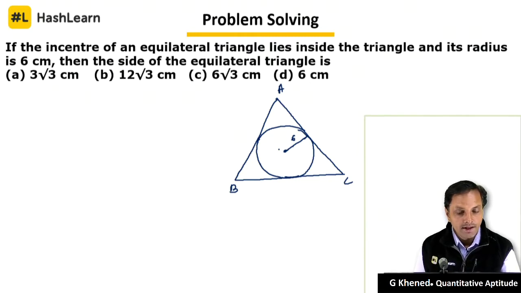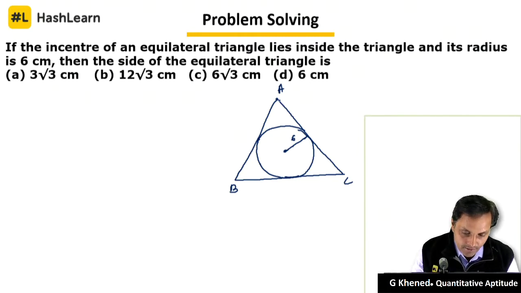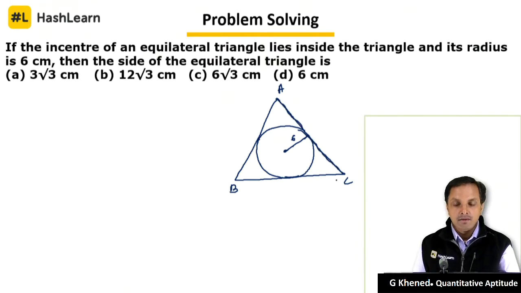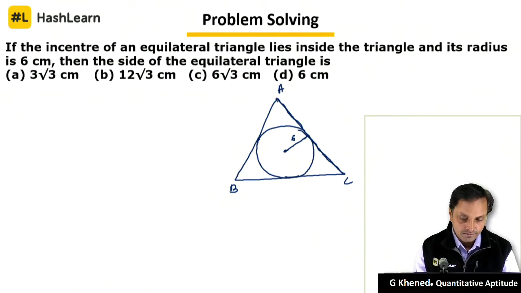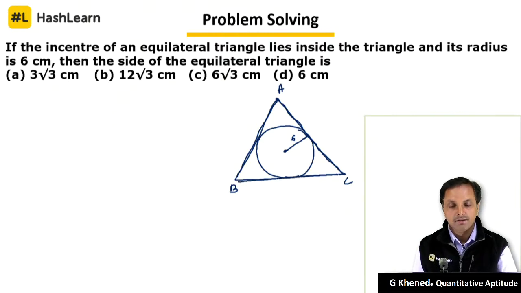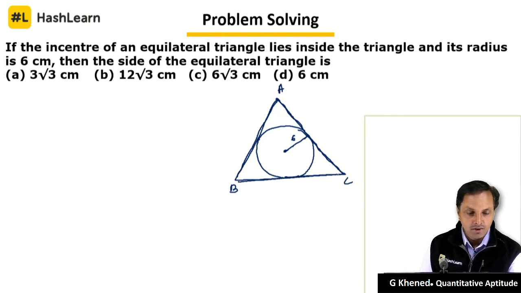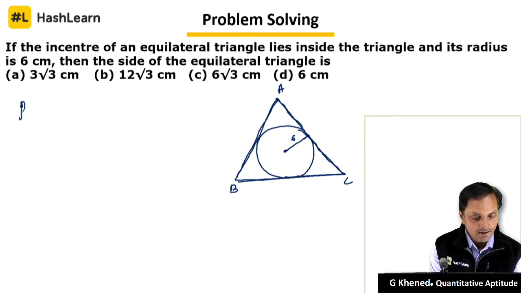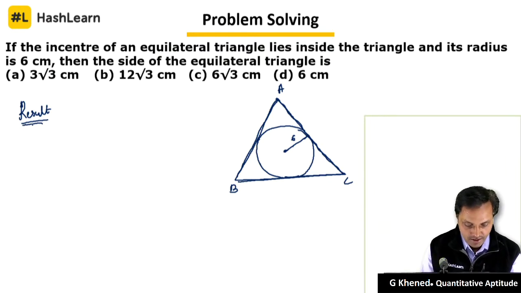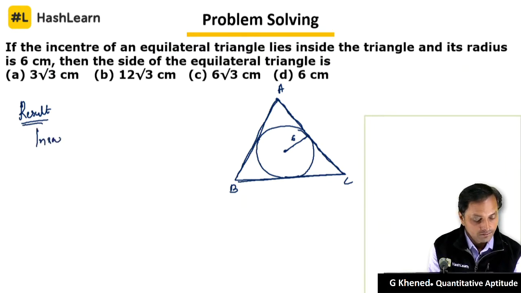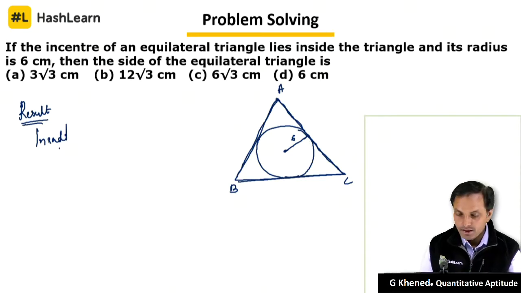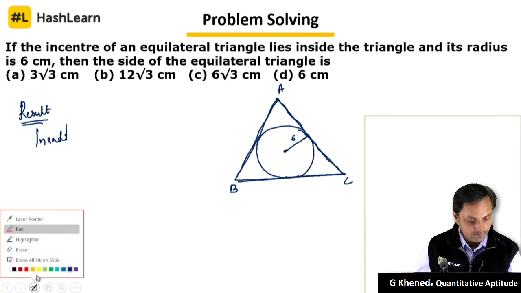Then the side of an equilateral triangle. They are asking you to find what this side is. The side will be AC, and that also will be the same as this length and this length. So remember, there is a direct rule, a direct result. Just make a note of this one. The inradius of an equilateral triangle.